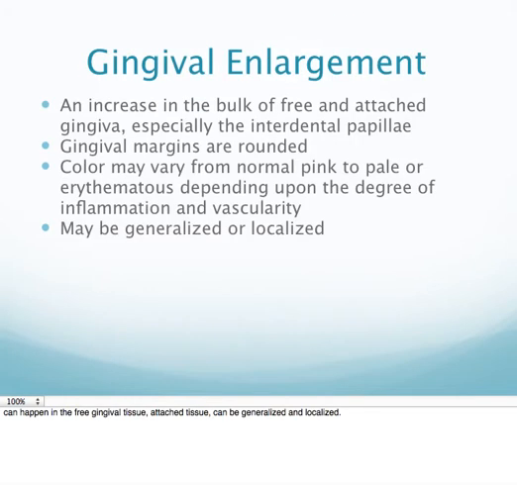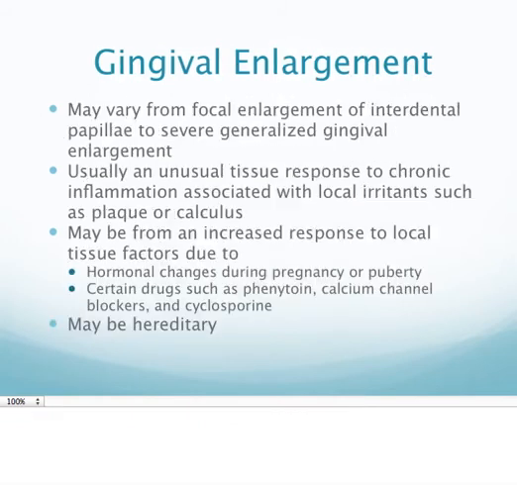Gingival enlargement. Gingival enlargement is an increase in the bulk of free and attached gingiva, especially in the interdental papillae. Basically, the gum tissue gets really bulbous and round and inflamed and large, and it turns from pink or pale to really, really red depending on the degree of inflammation. It can be generalized, and it can also be localized. And it can happen in the free gingiva and attached gingiva. So yeah, gingival enlargement.